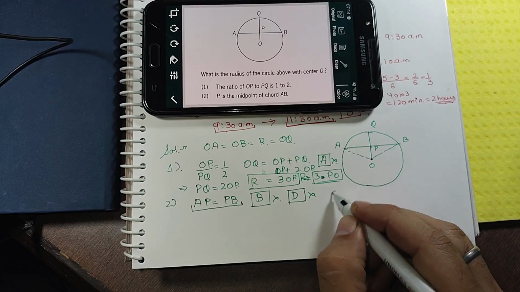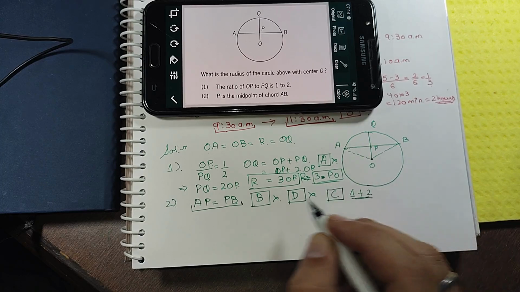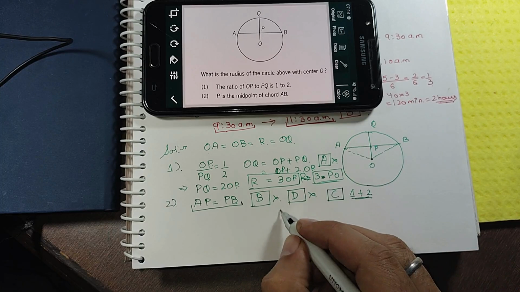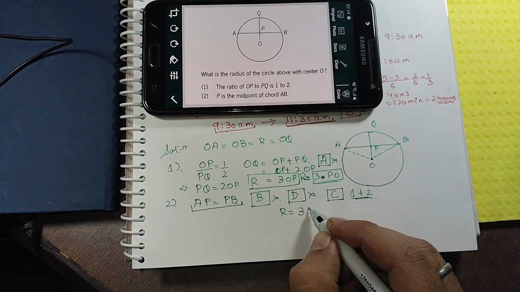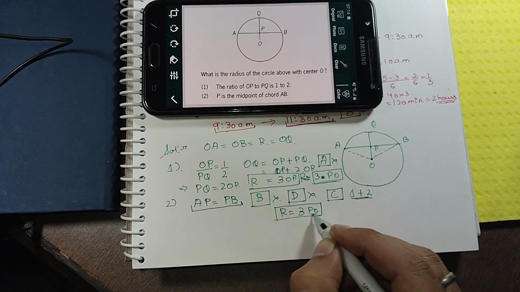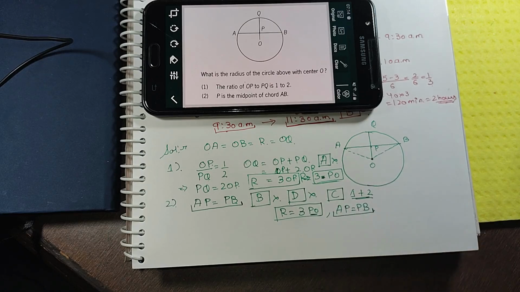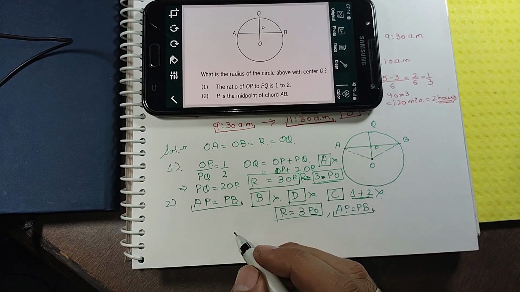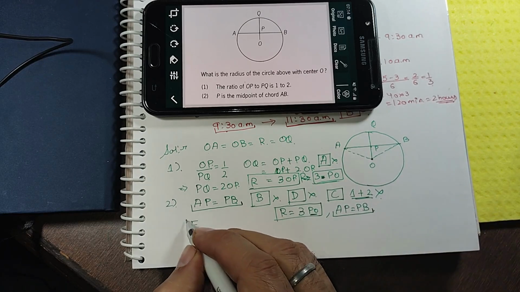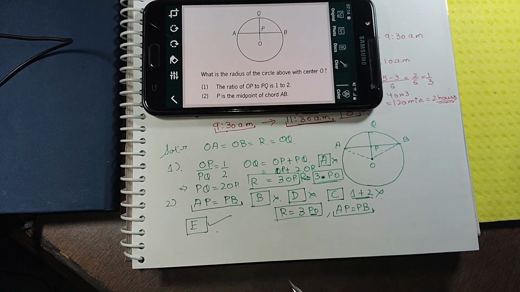So we'll move to statement C, combining statements 1 and 2. Statement 1 tells me that the radius is equal to thrice PO, but we don't know the value of PO. And the second statement tells me AP is equal to PB. Still we are not able to calculate the radius, so statement C is also not sufficient, and I will mark option E, that both statements are still not sufficient to answer my question.